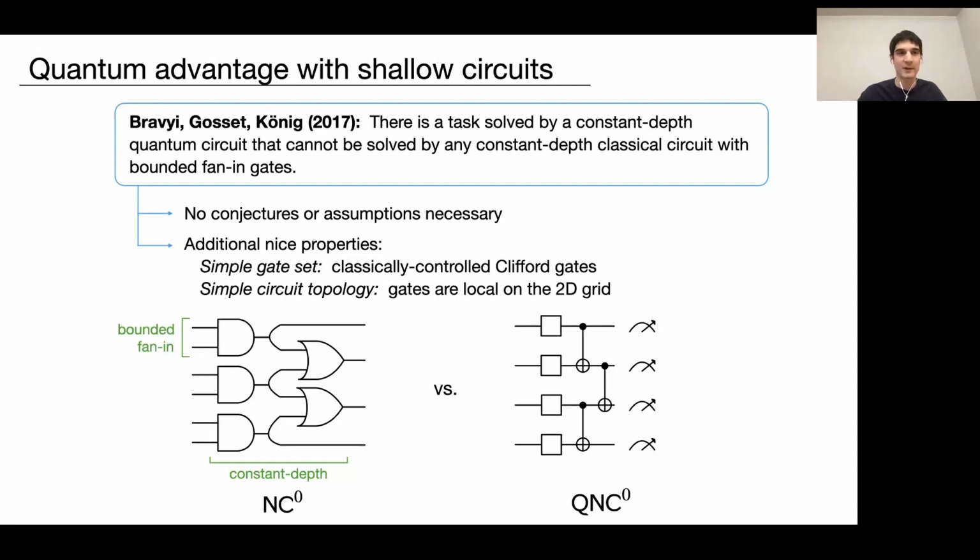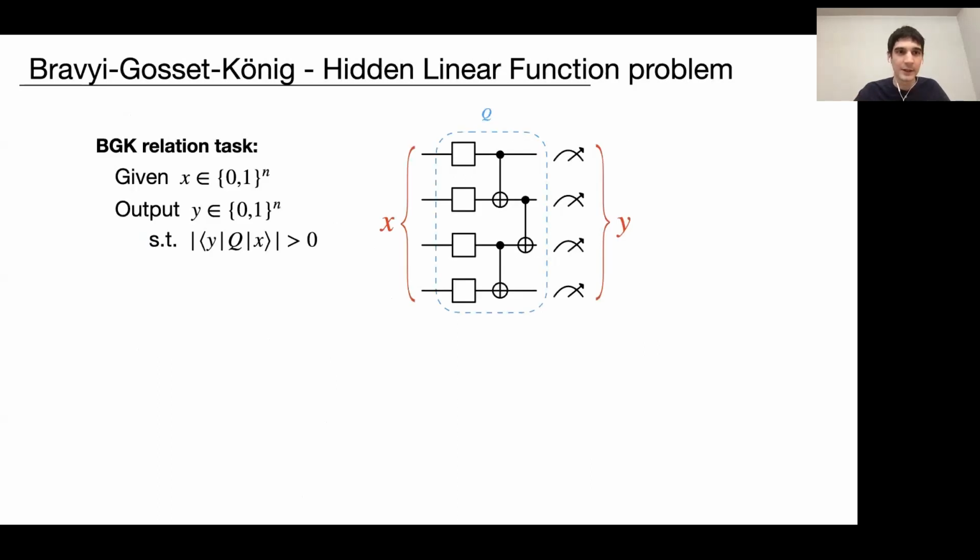And because this problem is going to pervade the rest of this talk, let's spend a few moments trying to understand it. This problem was called the hidden linear function problem by Bravyi-Gosset-König, but that has to do with some algebraic structure of the problem. I'm not going to present it in that way, so that's the last I'll refer to it as that.